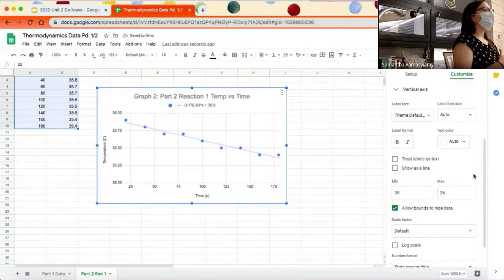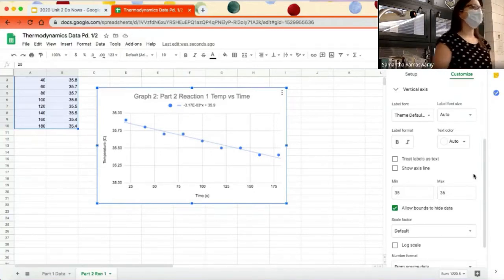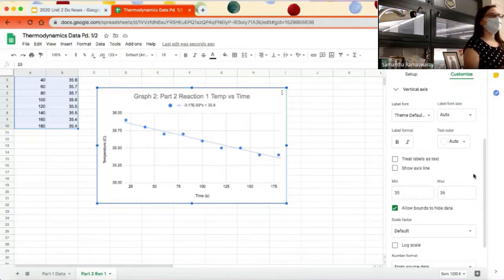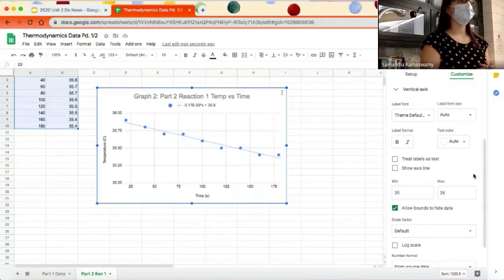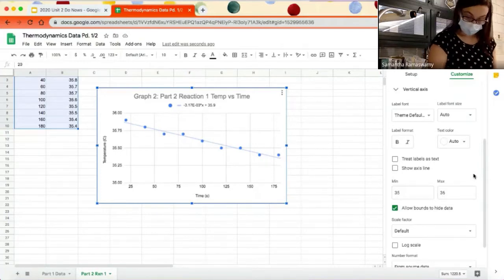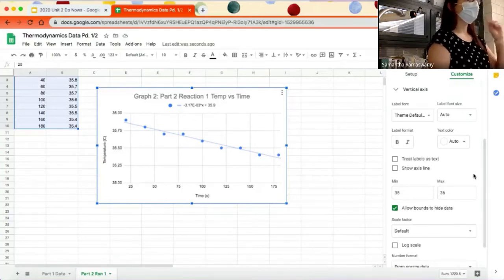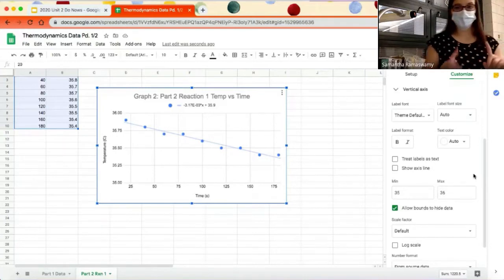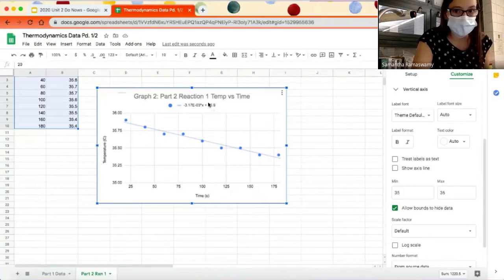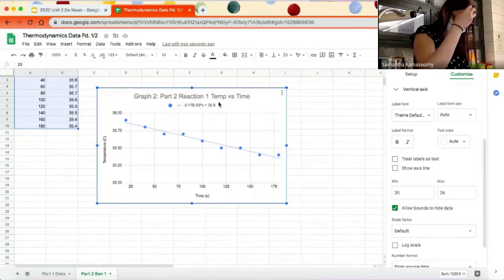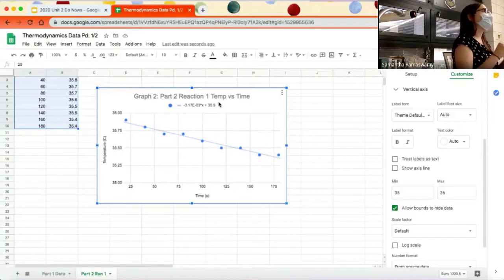Now we can actually see that the line doesn't necessarily hit every single point, which is fine. It's an experiment. But this has the data filling up the entire graph. So that's graph 2. Now, before we go on to graph 3, this y-intercept right here, this 35.9, it tells us in the lab that that is T-mix.